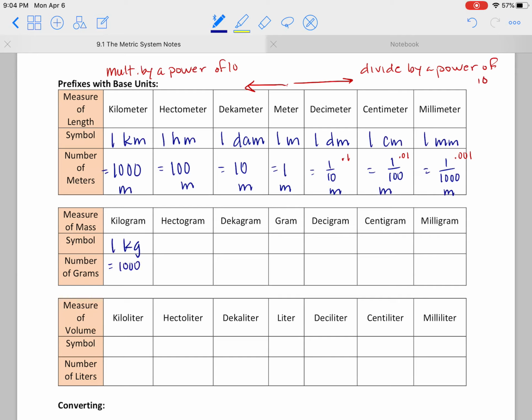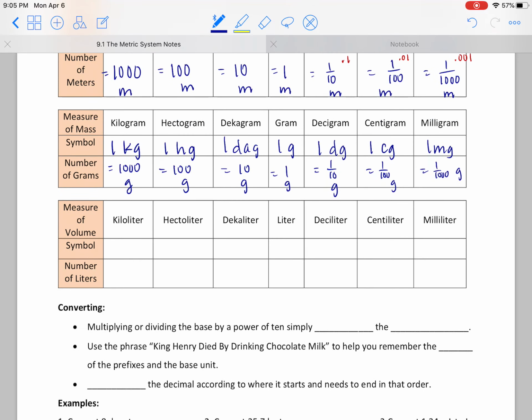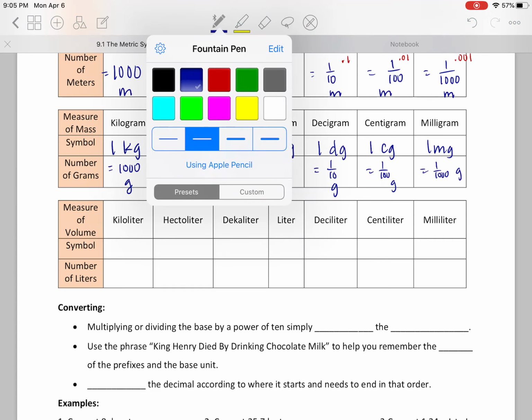So we put the same prefixes in front of the base unit of a gram. So if we had 1 kilogram, then we would have 1,000 grams. If we had 1 hectogram, then we'd have 100 grams. If we had 1 decagram, that'd be 10 of the grams. If you had, obviously, 1 gram, it's going to be 1 gram. If you had a decigram, oops, I made the mistake I told you to be careful with. This is DAG here. 1 decigram, just DG, is 1/10 or 0.1 of a gram. And then 1 centigram would be 1/100th of a gram. And then 1 milligram would be 1/1000th of a gram.